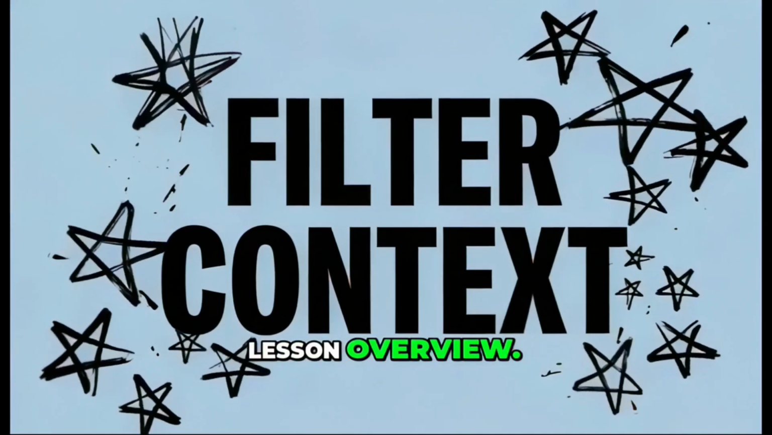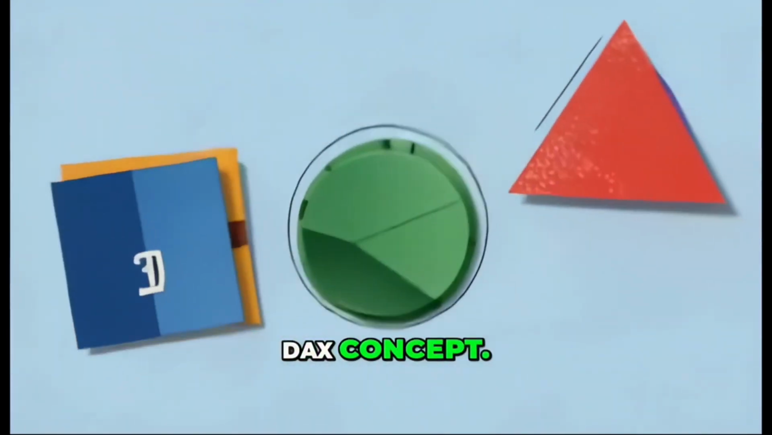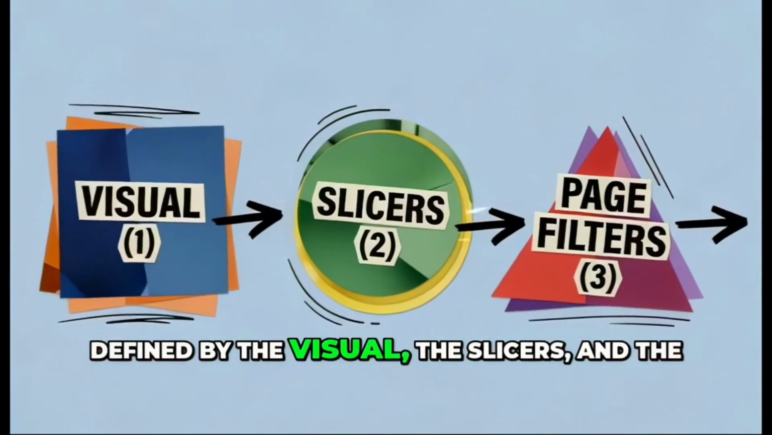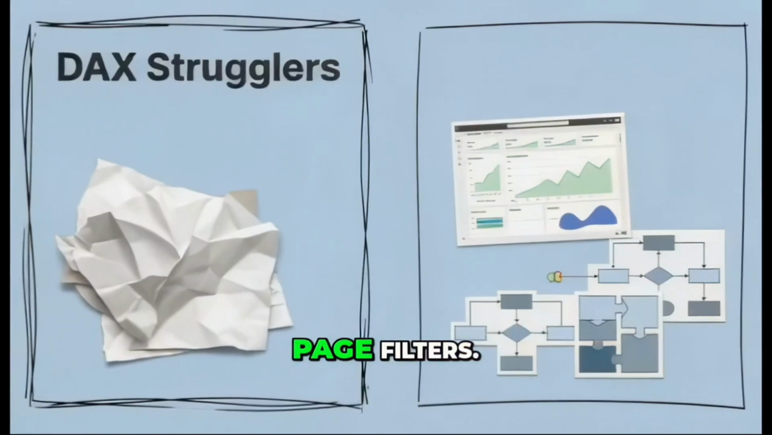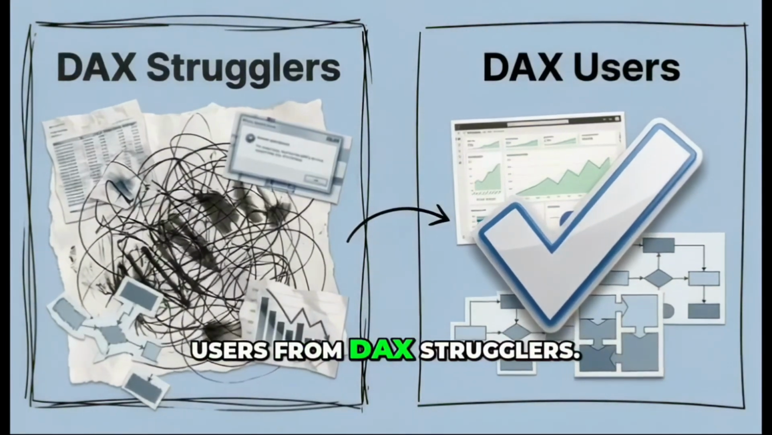Lesson overview. Filter context is the single most important DAX concept. Every measure is evaluated inside a context defined by the visual, the slicers, and the page filters. Understanding this is what separates DAX users from DAX strugglers.